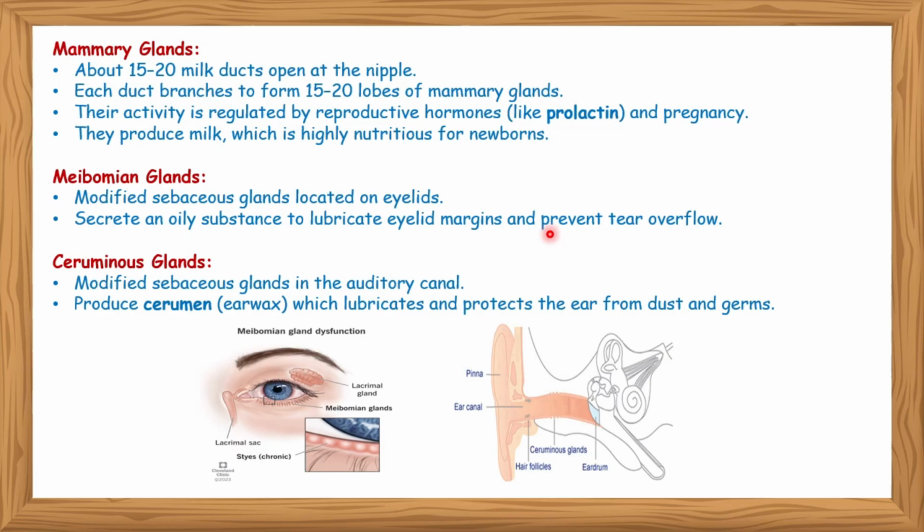Ceruminous gland: it is a modified sebaceous gland in the auditory canal. They produce cerumen, or ear wax, which lubricates and protects the ear from dust and germs.